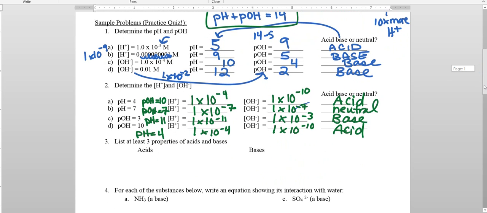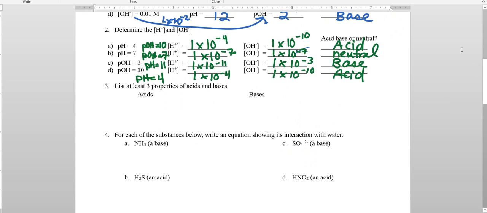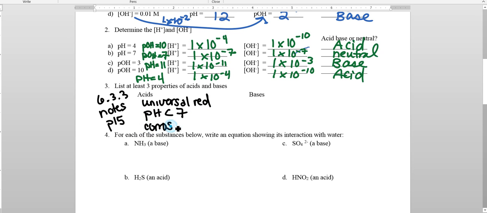Okay, so list properties of acids and bases. This is something where you can look back to the reading in 633. You could look back at the notes, which I think were on page 15, but some things you can say about acids. You could talk about what color they change indicator. So you could say they turn universal indicator red. You could say they have a pH less than 7. You could say they're corrosive. That's something that could be said of both acids and bases.